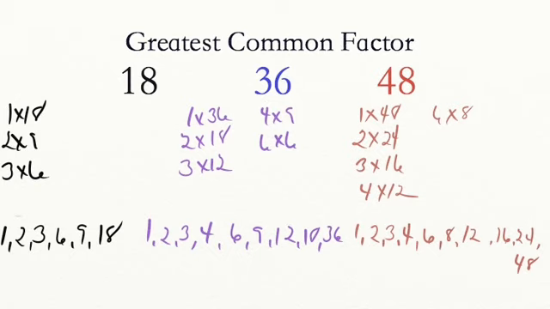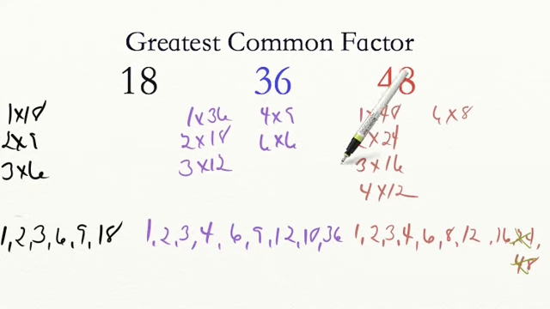Our next step in finding the greatest common factor when you have 3 numbers is to compare all of the factors together. We're going to start with the largest number because we're looking for the greatest number that they all have in common. So let's look at 48. Do any of these have 48 as the greatest number? They don't, so I'm going to cross out 48. How about 24? Neither 36 nor 18 have a factor of 24, so I'm going to cross that out. Let's look at 16.